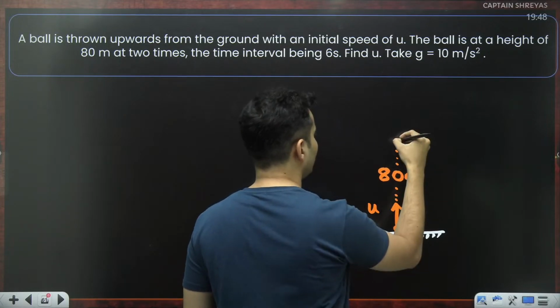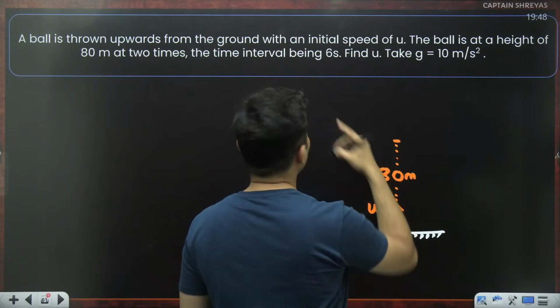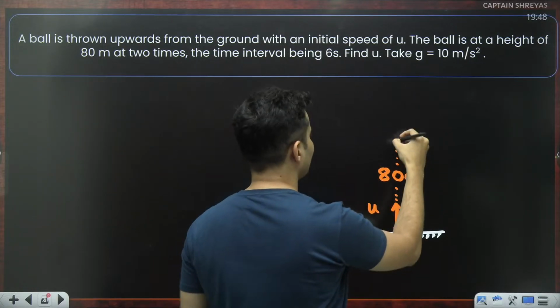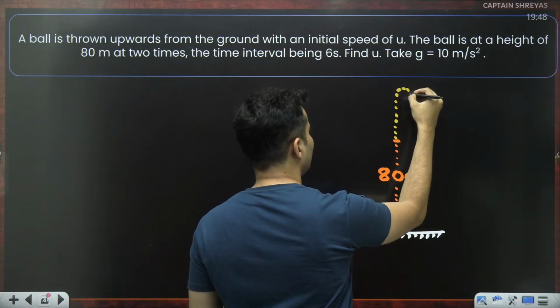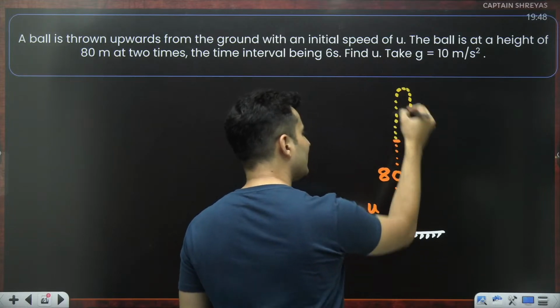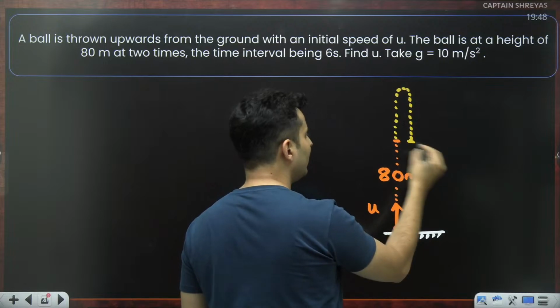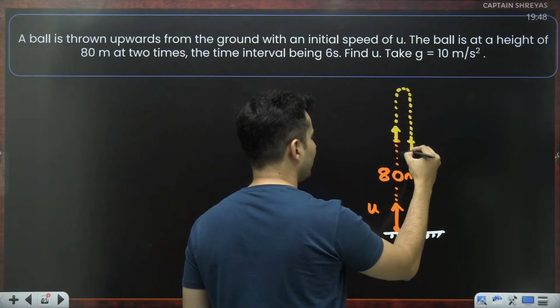A height of 80 meters. And it reaches it twice. Why is it reaching twice? In an interval of 6 seconds. Because maybe it continues its journey even further till it stops and returns back over here. So it is reaching that height of 80 meters 2 times, once while going up, once while coming down.